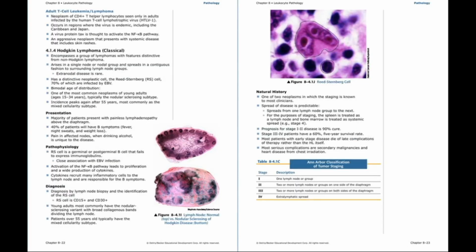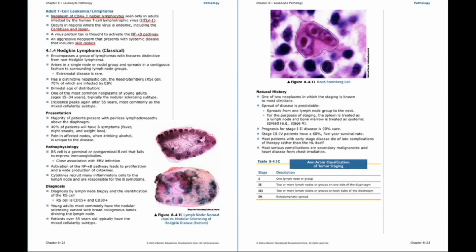Adult T-cell leukemia lymphomas are neoplasms of CD4 helper T cells that are seen in adults infected by the human T-cell lymphotropic virus type 1. This occurs in those regions where the virus is endemic, most prominently in the Caribbean and in Japan. A virus protein, TAX, is thought to activate the NF-kappa B pathway. This is an aggressive neoplasm that presents with systemic disease and often also includes skin rashes.